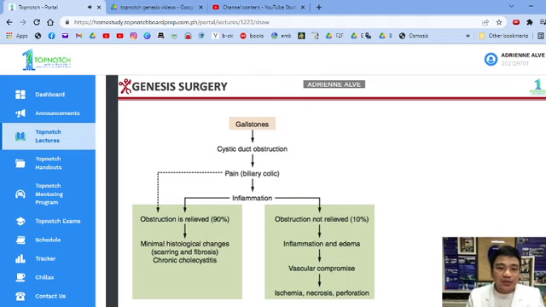Na-discuss na natin ito kanina. It would cause transient obstruction, causing the biliary colic, and then magkakaroon ka ng inflammation. If the obstruction is relieved or nag-reverse on its own, it would only entail minimal histological changes na it would lead also to your chronic cholecystitis.